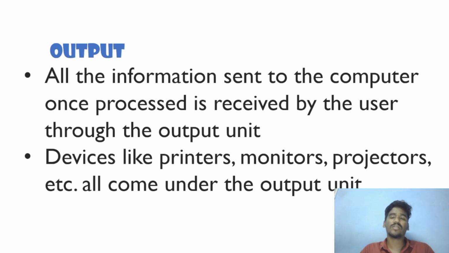And the output is the final stage of the block diagram. All the information we sent to the computer, once processed, is received by the users through the output unit. In the output we can see the information we gave as data to the input. It shows information to the users. The most common devices we use to see the output are printers, monitors, projectors, and many other things; all come under the output unit.